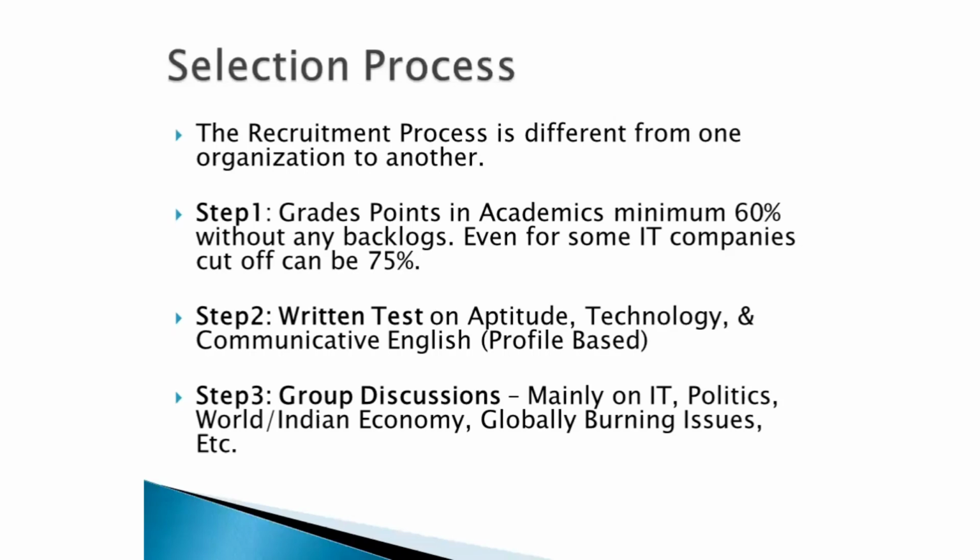in academics. In 90 percent of the companies, they look for 60 percent in the academics of your graduation without any backlogs. But some topmost companies say the cutoff can be 75 percent sometimes. But for 90 percent of the companies, the cutoff percentage is 60. If your percentage is less than 60, you may not be eligible to attend the interview.